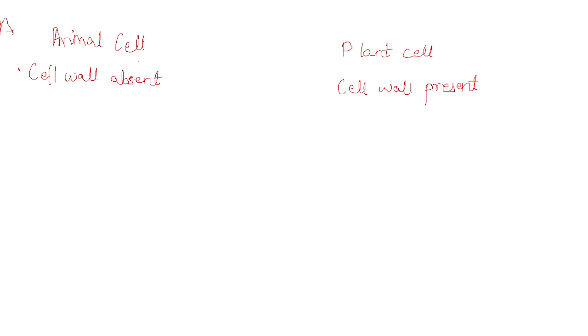Next, what is absent in the animal cell? Plastids are absent. What are plastids, students? Plastids contain colour pigments. So plastids are absent in the animal cell and plastids are present in the plant cell.